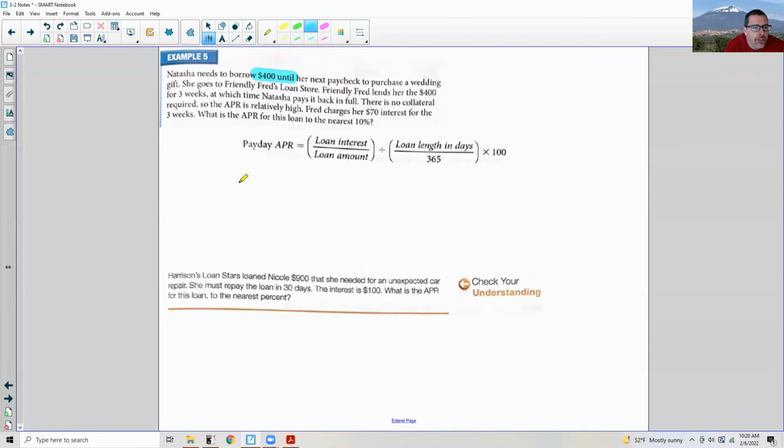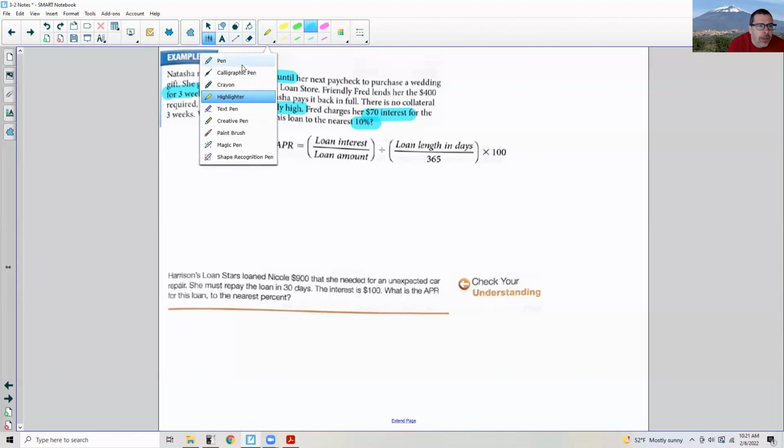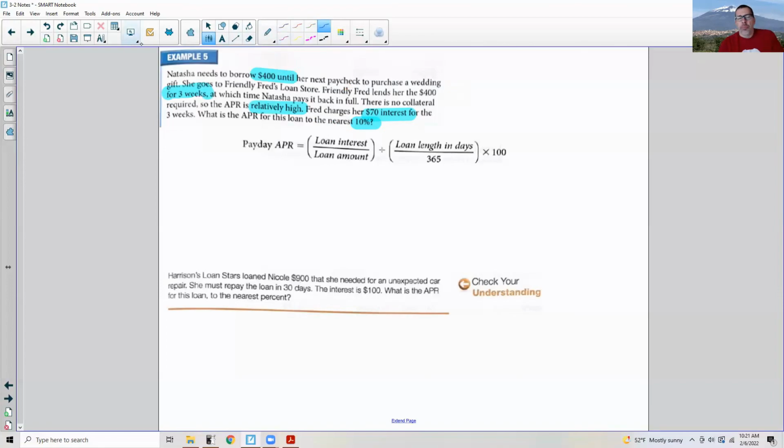Natasha needs to borrow $400 until her next paycheck to purchase a wedding gift. She goes to Friendly Fred's loan store. Friendly Fred lends her $400 for 3 weeks, at which time Natasha pays it back in full. There is no collateral required, so APR is relatively high, using the word relatively loosely. Fred charges her $70 interest for the 3 weeks. What is the APR for the loan to the nearest 10%? Once we do this problem, hopefully this will shed some light on what payday loan companies do, and you need to avoid them. When we get the answer, you'll see why.